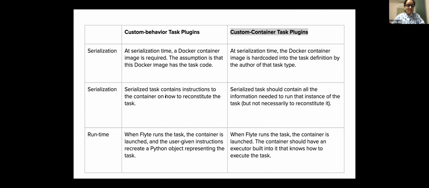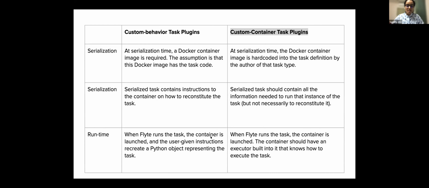Serialized task contains instructions to the container on how to reconstitute the task. In our custom container task plugin, serialized tasks should contain all the information needed to run that instance of the task. This means that in a custom container task plugin, the serialized task in itself has all the information that is required to spin up the instance. Whereas in a custom behavior task plugin, the serialized task has to send information to the container, which again helps in kind of rebuilding the task.